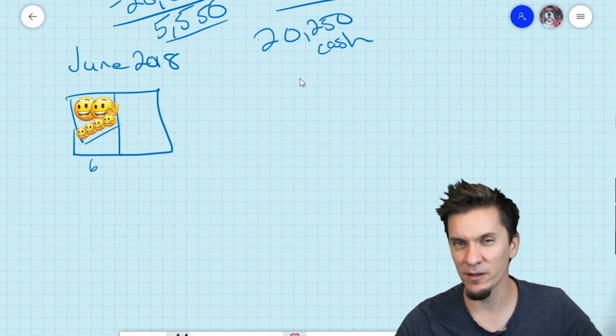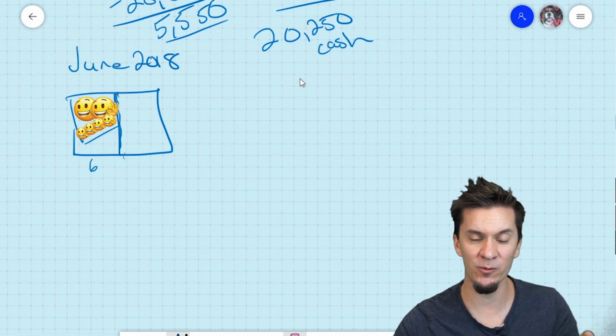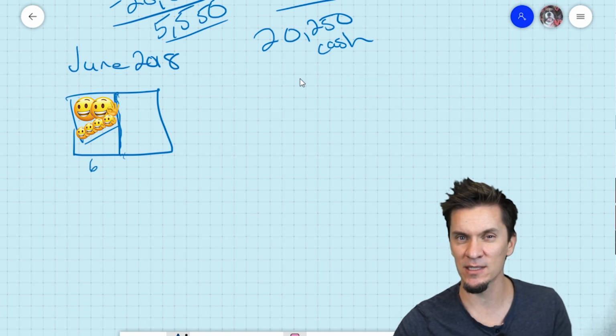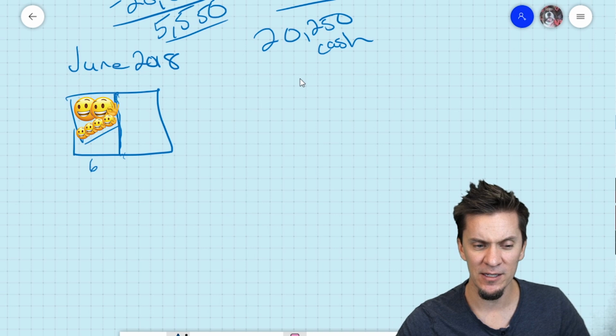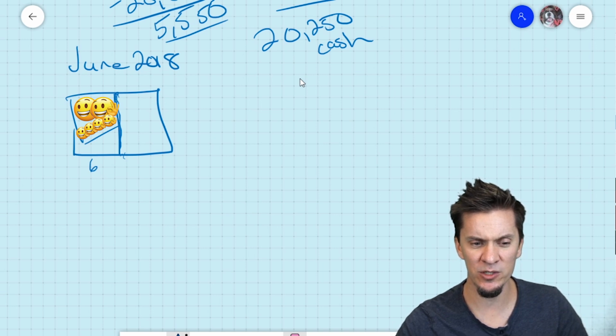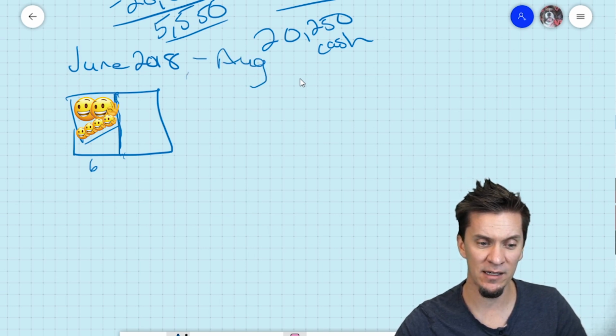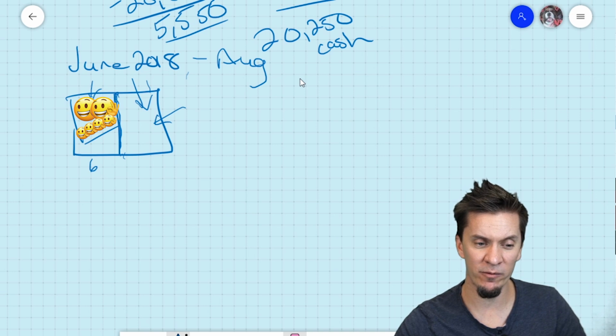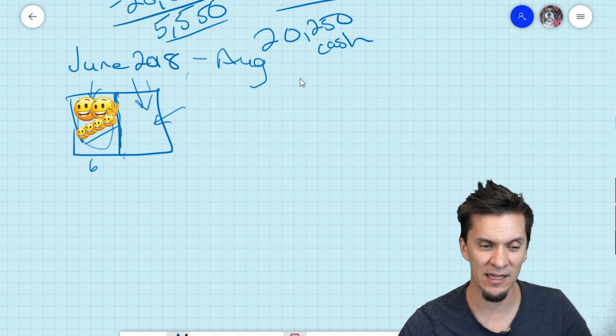We actually let them live there for free because we knew that we wanted to keep them as renters and that we would set up a contract as soon as the renovation was done. So what happened was, between June and August, they lived on this side while we renovated this side, and then they switched and we finished the other side that next month.